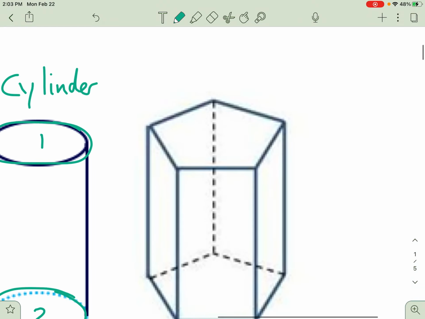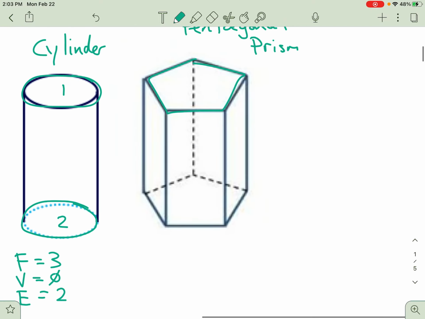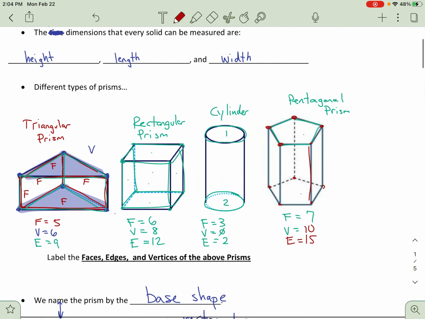And then this last one, the base shape up here is going to be a pentagon, so it is a pentagonal prism. Which means it has 1, 2, plus the 5 around the outside, so there are 7 faces. Vertices wise, it's got 5 on top, and then the 5 on the bottom, so that would be 10, and the number of edges would be 5 around the outside, 5 on top, and then 5 on the bottom, so there are 15.